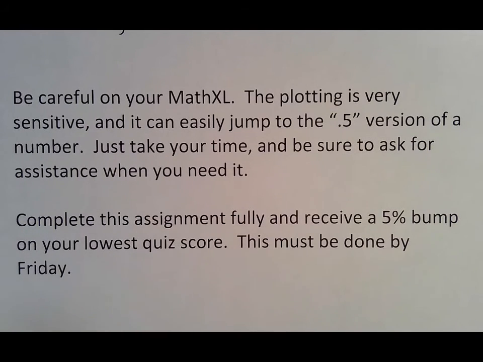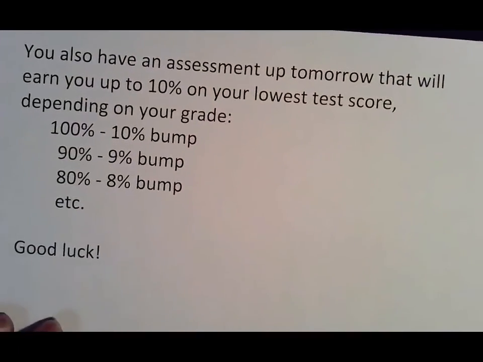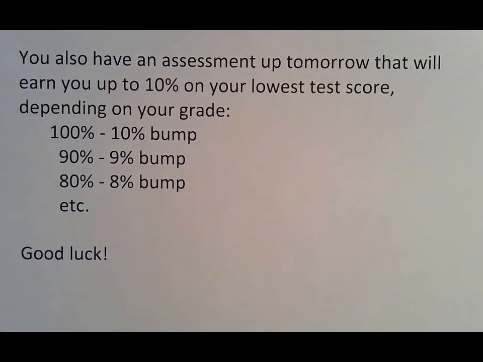Again, complete this assignment fully. Get a 5% bump on your lowest quiz score. This has to be done by Friday. If you want a test bump, you have to get to the assessment tomorrow. That will actually get you up to 10% on your lowest test score. So if you take the assessment tomorrow and get 100%, I give you a 10% bump on your lowest test score. If you get a 90%, 93, 94, 90, whatever, you'll get a 9% bump. If you get an 80 something, you'll get an 8% bump, and so on.